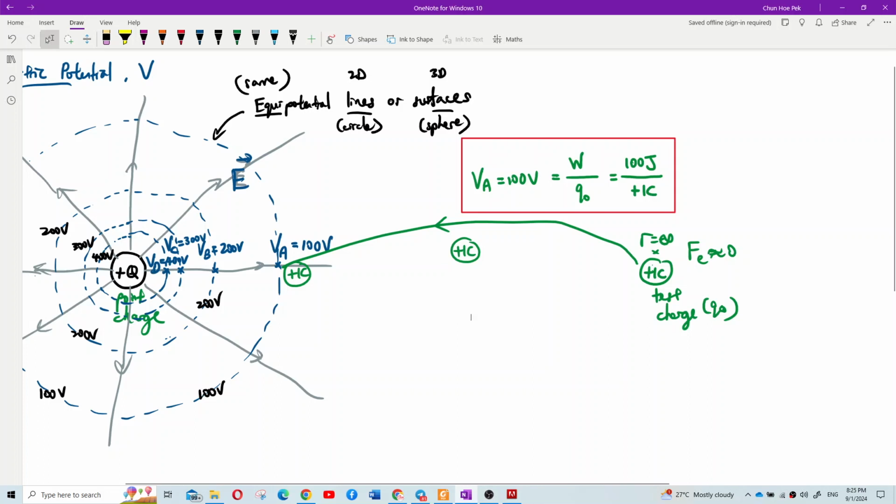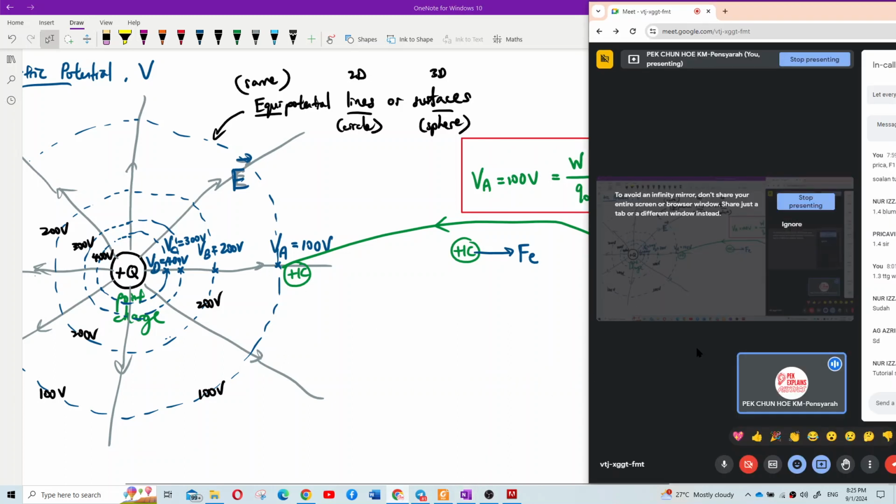You must remember, positive charges always repel each other, isn't it, class? Repel. So, can the test charge move by itself to point A? Can, class?